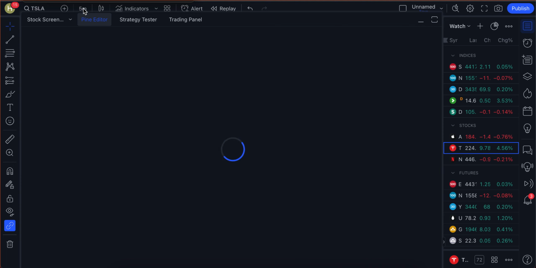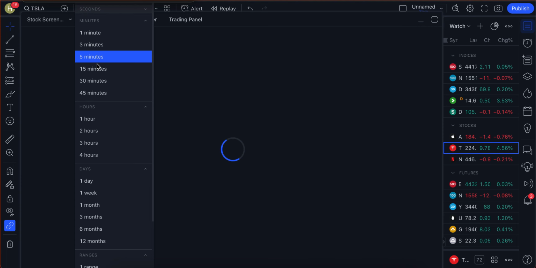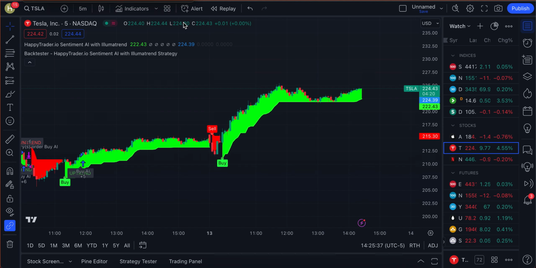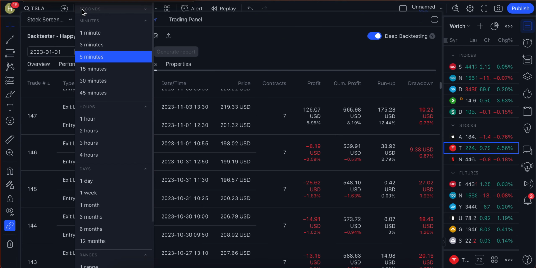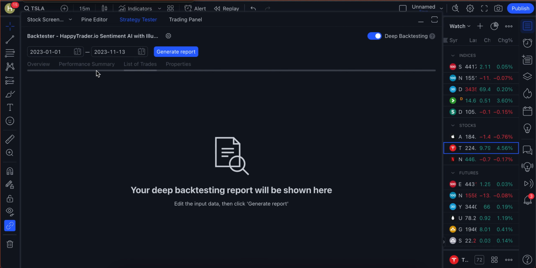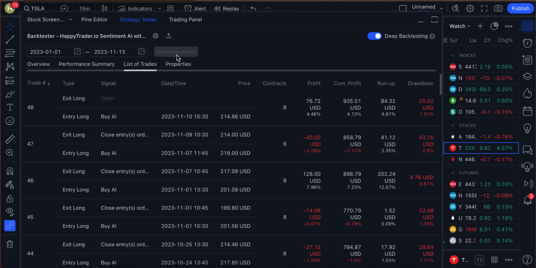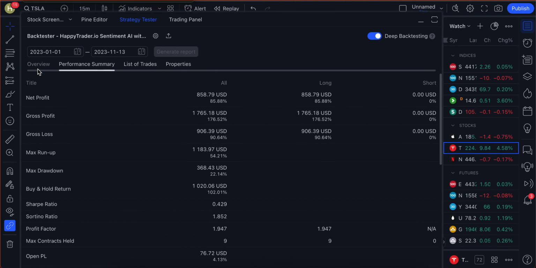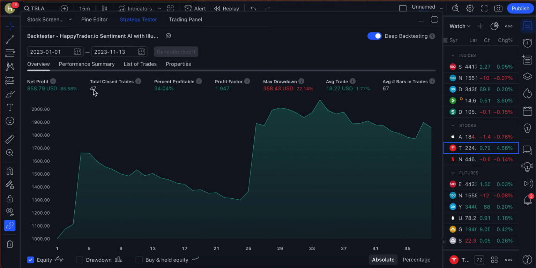Now, if we go back to our original backtest, let's go to our strategy tester, and we'll go to our 15-minute. We are going to regenerate that report because we did better on the 15-minute chart. So we had only 47 closed trades. The longer out your time frame is, the fewer trades. It's more of a swing trading scenario.